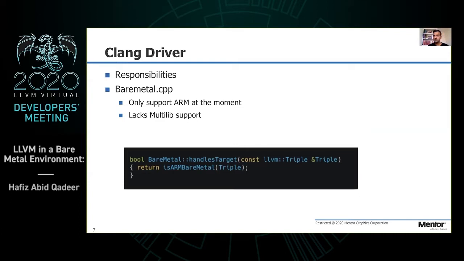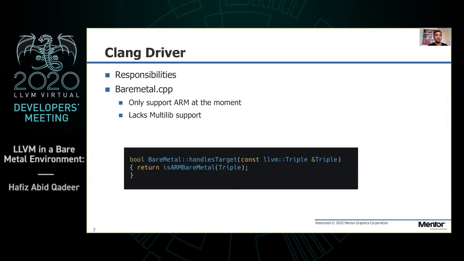So first we discuss the Clang driver. The responsibility of the Clang driver is to generate the command line for the different tools that are needed for the compilation and linking process. It also needs to figure out the correct include and library paths and the libraries that need to be linked.